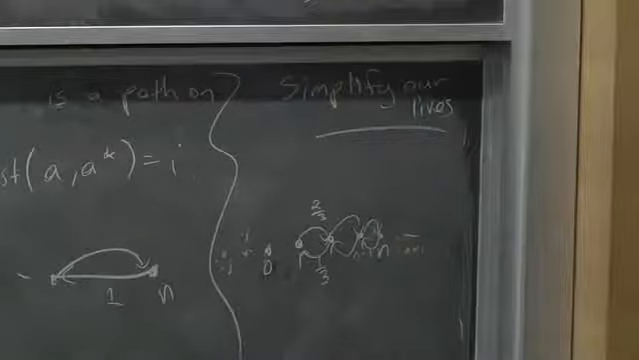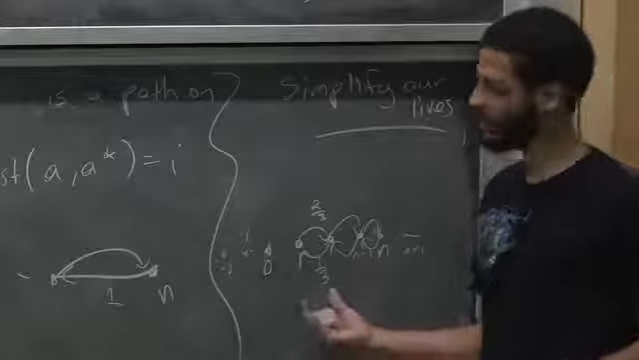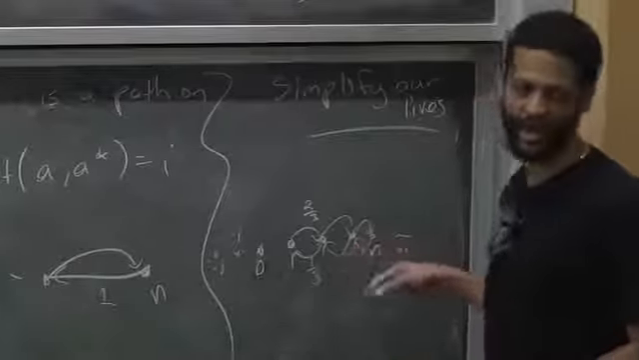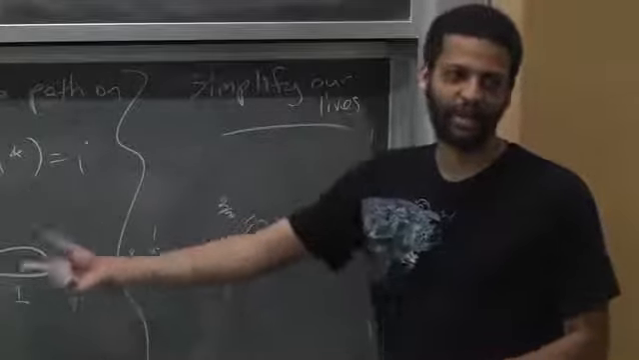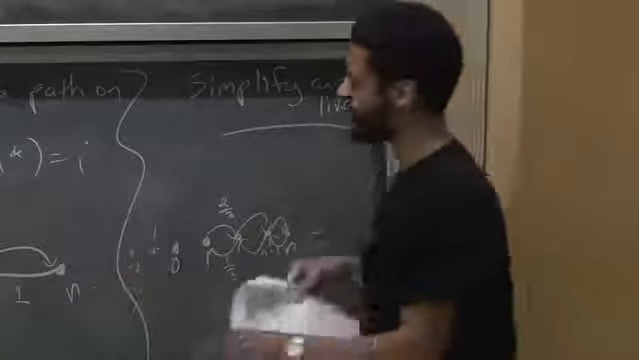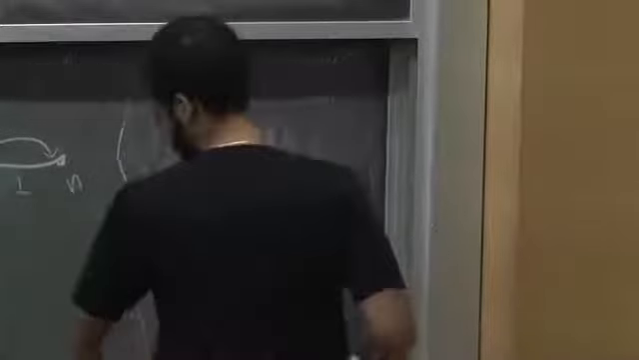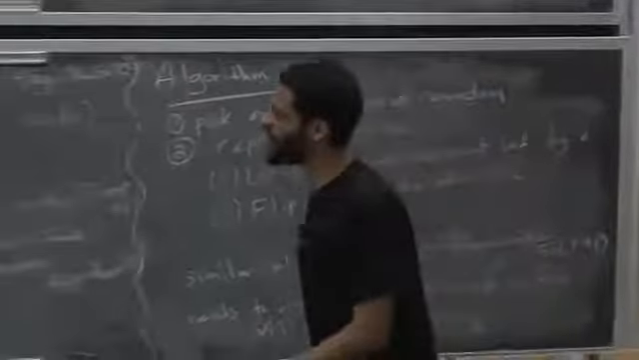I claim that if you can prove an upper bound on the time to get to 0 in this Markov chain, starting from somewhere between 0 and n, then that's going to be an upper bound on the time to get to 0 in that Markov chain. You can only get there faster. So let's look at this thing.